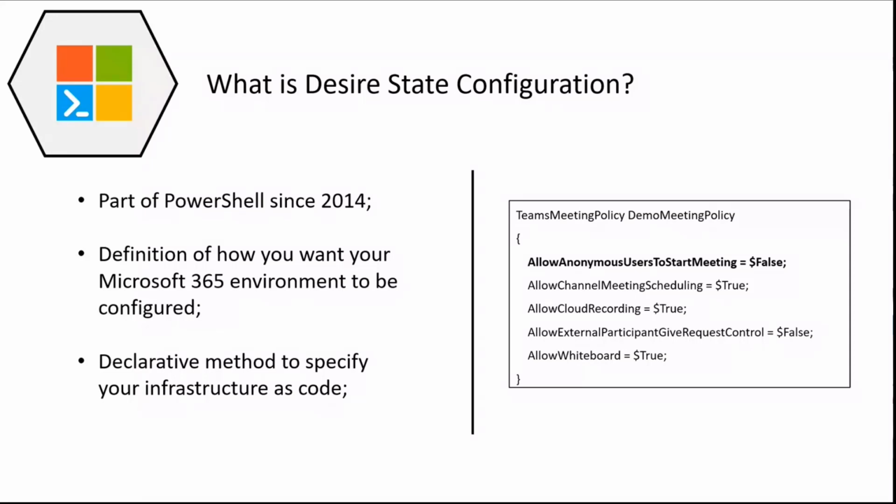So when you run this, it will go and analyze your tenant and check: is there a Teams meeting policy named demo meeting policy that already exists? If there is none, it will go and create it. If there is one, it will check to make sure that all the settings are configured in the desired state, as mentioned by the configuration. And if they aren't, it will automatically update those parameters.